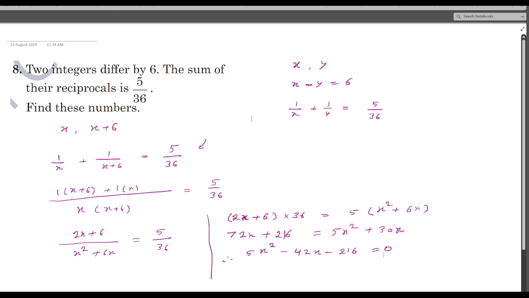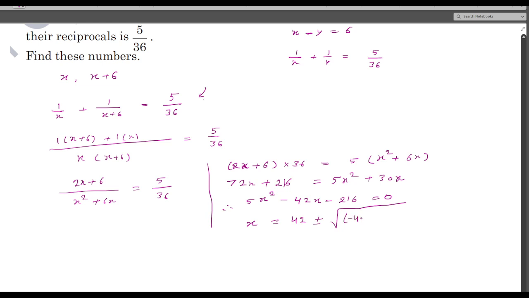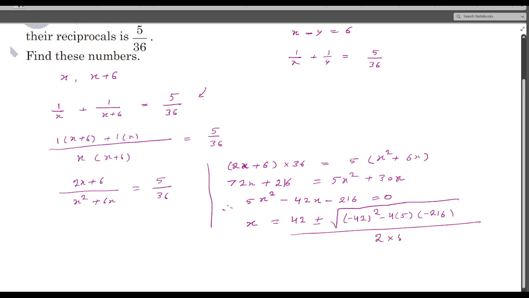So here we will solve this equation by using the formula method. So I will simply say that x is equals to minus b, which is 42, plus or minus a square root of this minus 42 square minus 4 times 5 times minus 216, whole divided by 2 times 5.